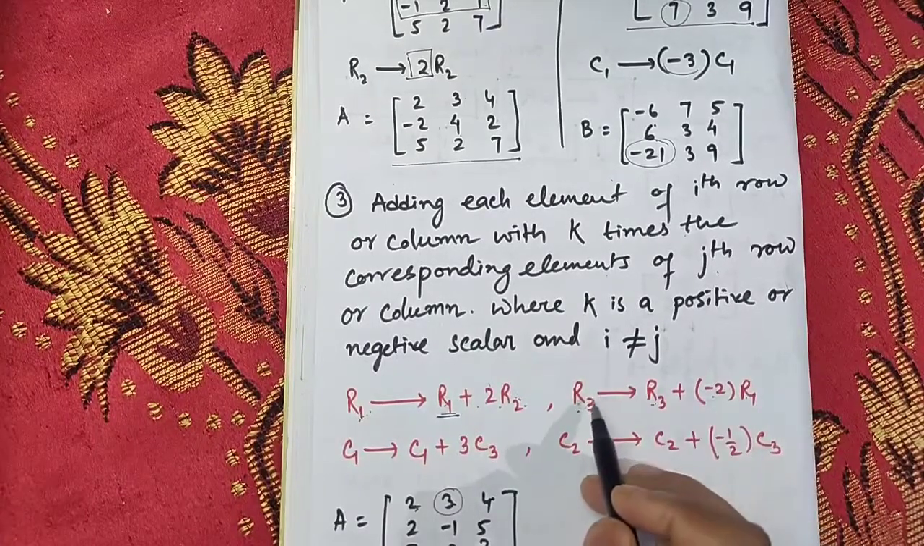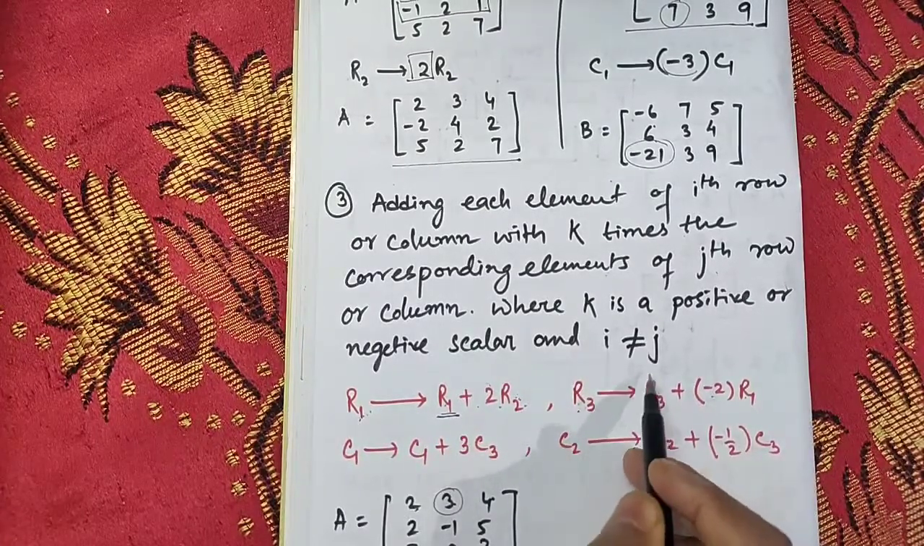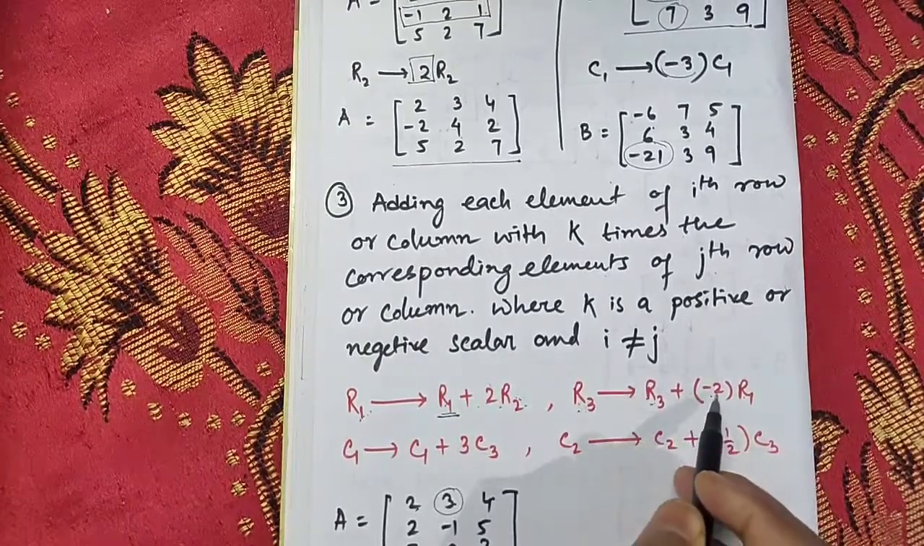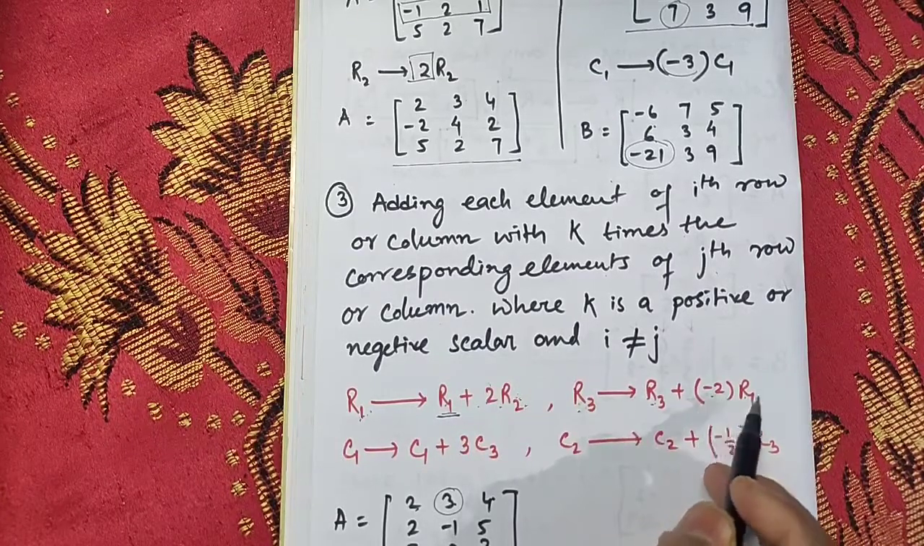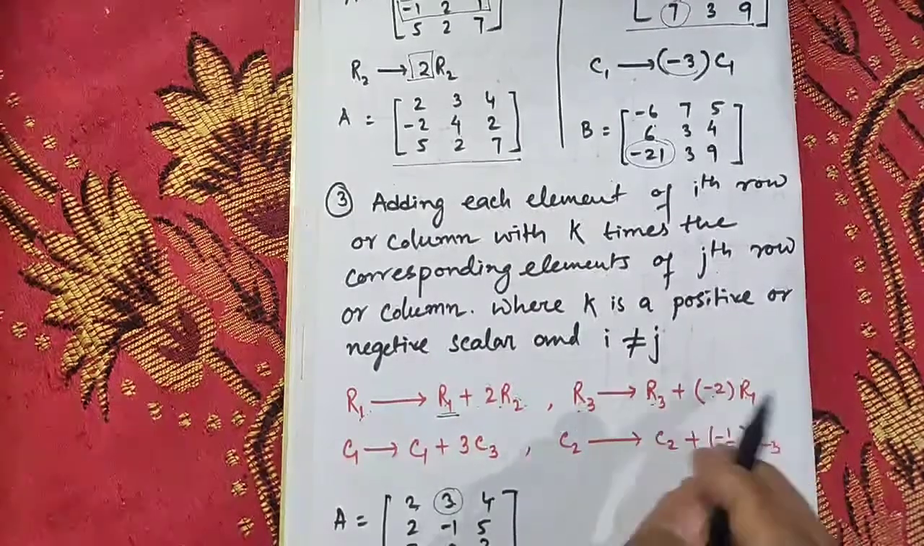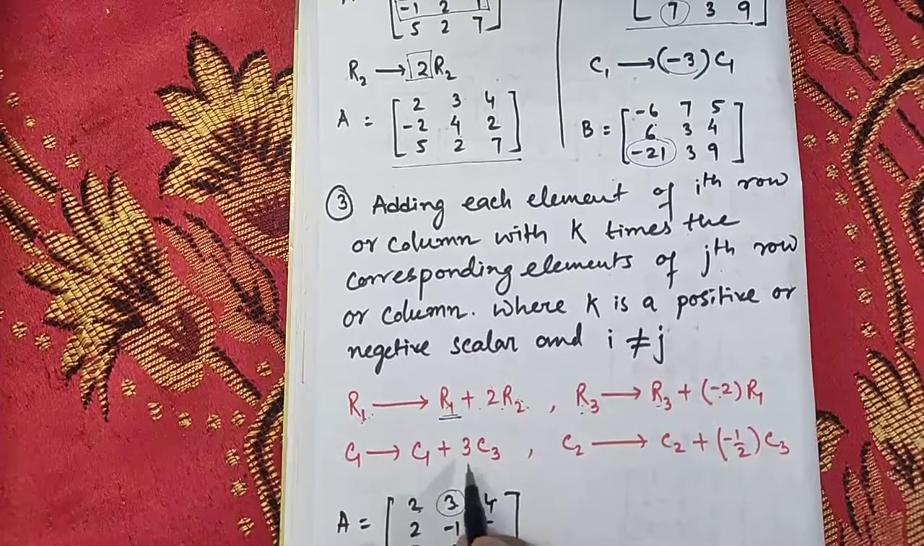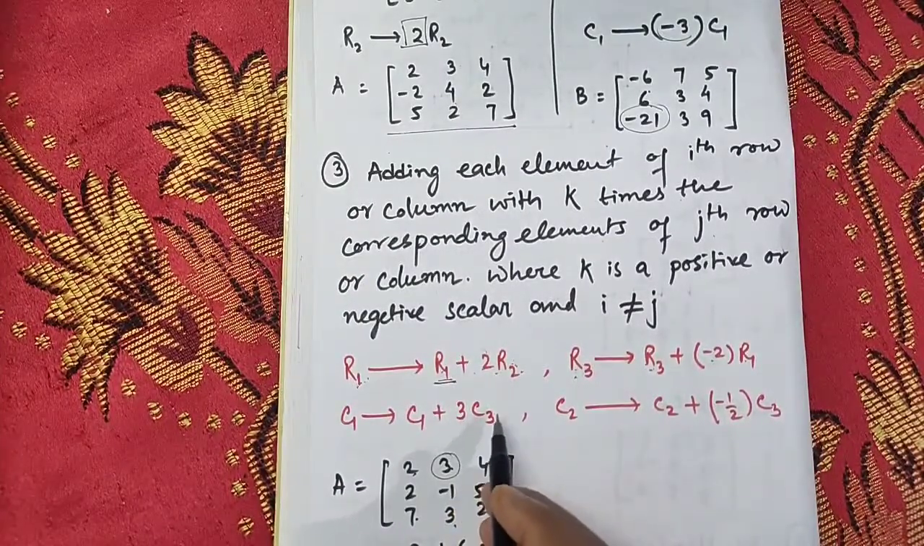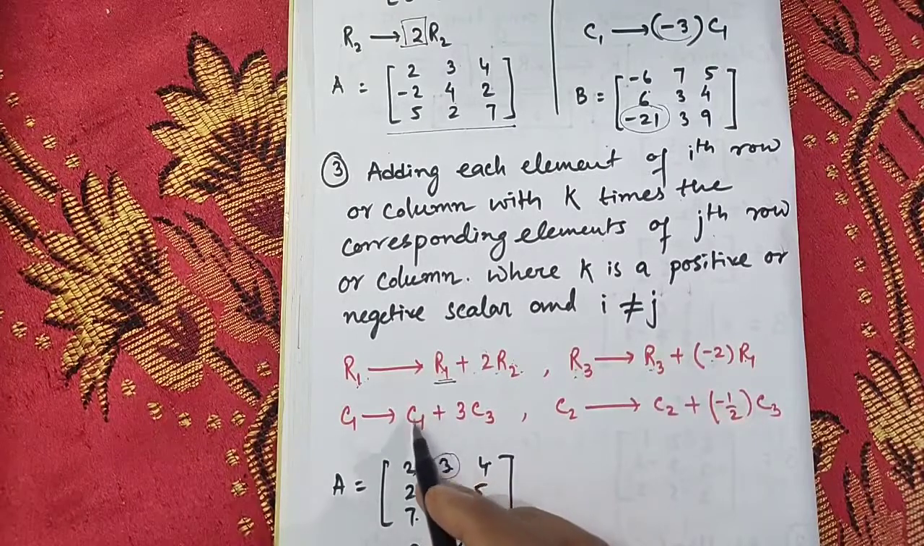The row or column which you are changing, you have to fix that particular row or column and you have to multiply a scalar, either positive or negative, to another row or column. Then you have to add it. Like this, column also: multiplying a scalar with another column and add it to the column you want to change.